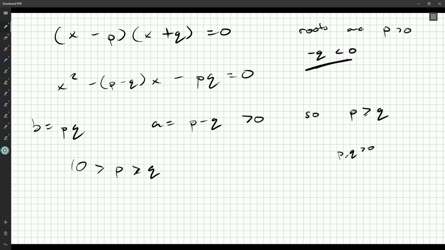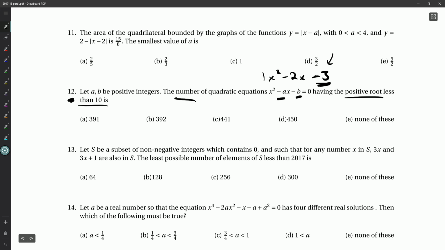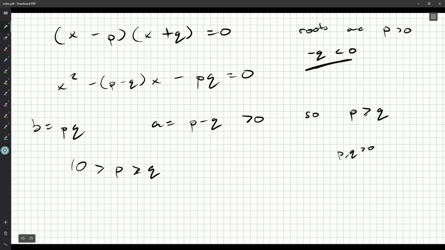But what are they asking for? They're asking me to count the number of quadratic equations, and just looking at the possibility, this is a large number of things. Now, 441 catches my eye because it's a perfect square. But what else can we do here? Well, I suppose we could express our solutions, our p and q, in terms of the quadratic formula.